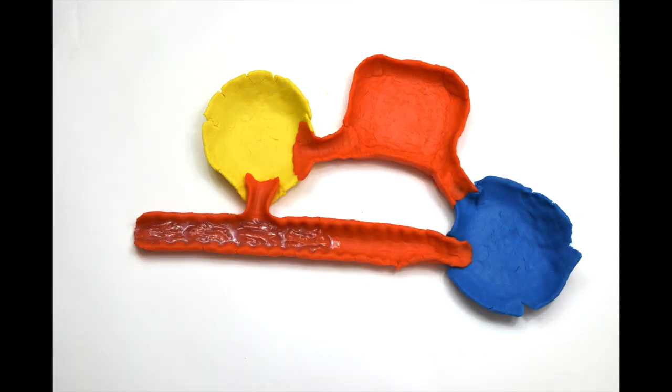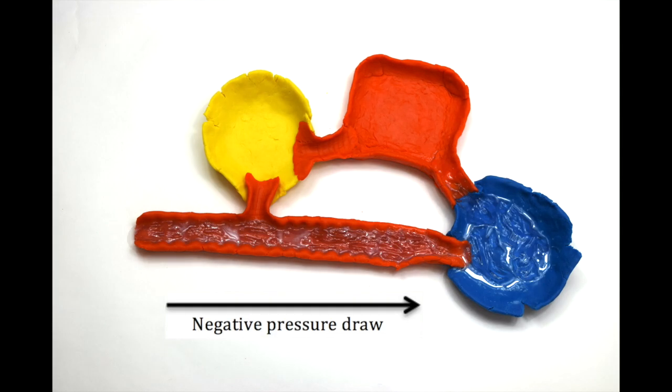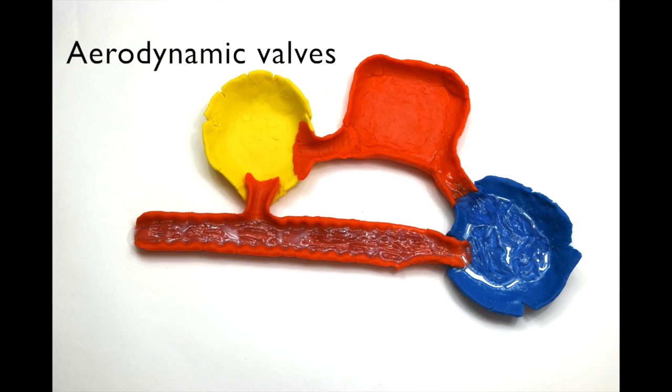This creates negative pressure, causing air to move down the trachea. It's important to notice here that air bypasses the anterior air sacs and moves directly to the back of the system to the posterior air sacs. The direction of airflow along this route is mediated by aerodynamic valves.